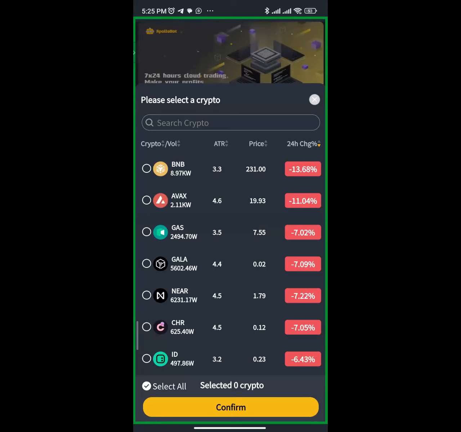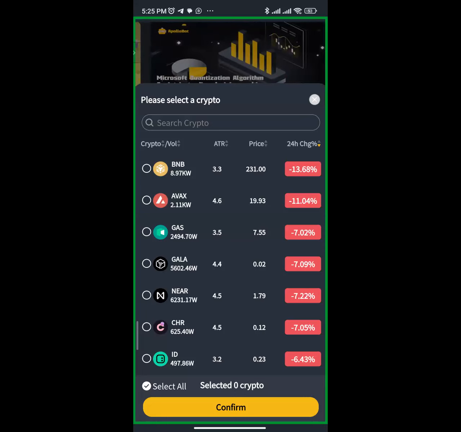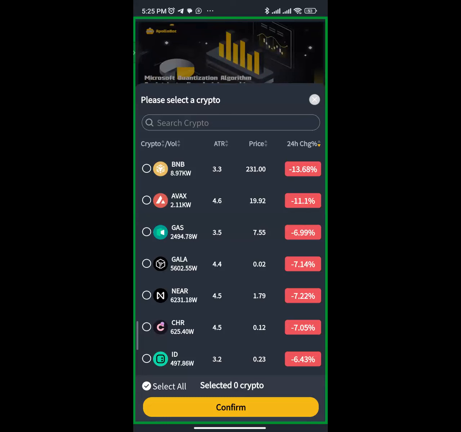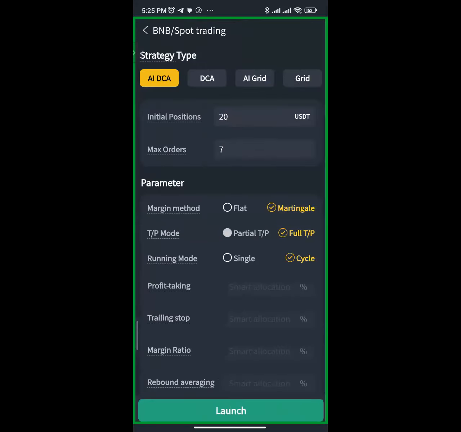Now you see BNB is topping the list. So what does that tell you? I can pick my BNB right now. I would say using the DCA, because I don't want to use the AI DCA. Why? Because with the AI DCA, I cannot allocate my profit taking, and I want to allocate my profit taking. So I tap on DCA.